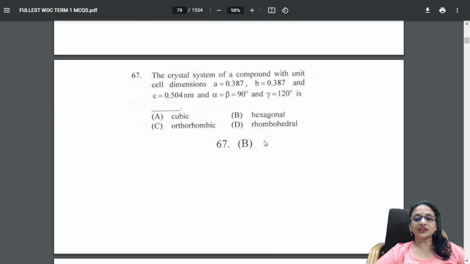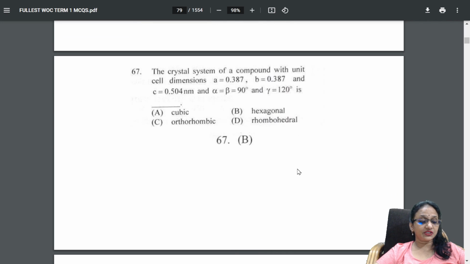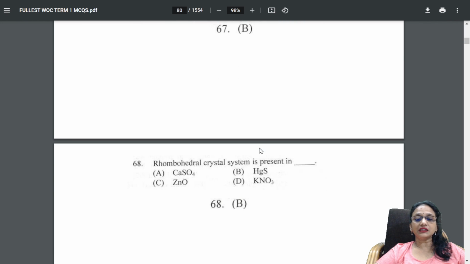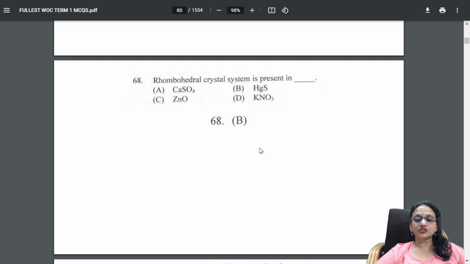Slowly from there, okay. So this is a Bravais lattices question, not a Bragg's equation question. They have given you the bond angle and the edge length. You have to predict which type of Bravais lattice this is.